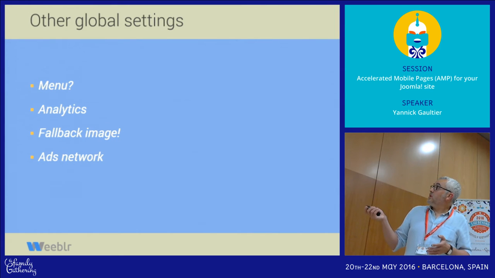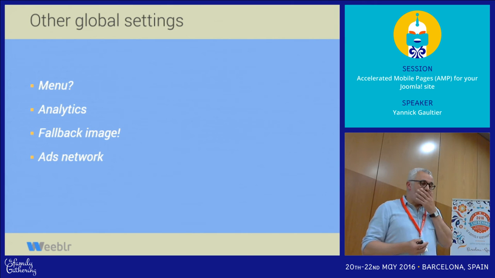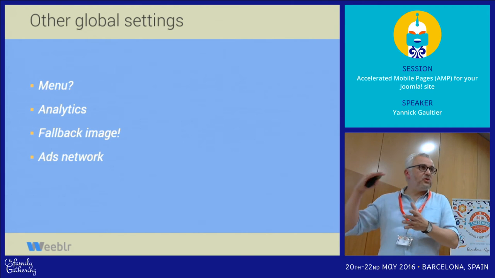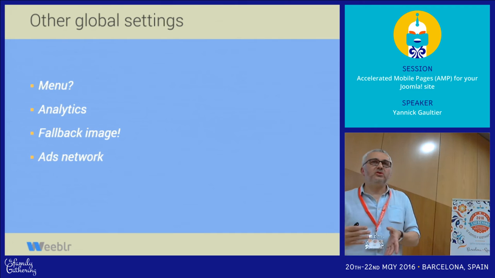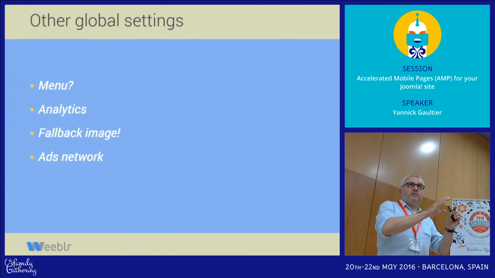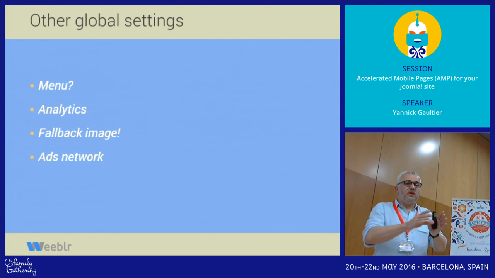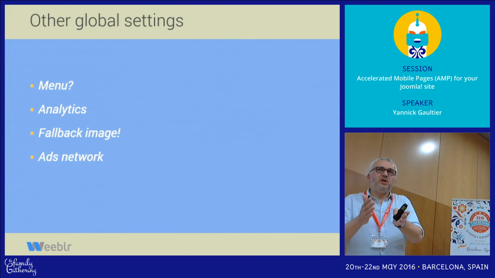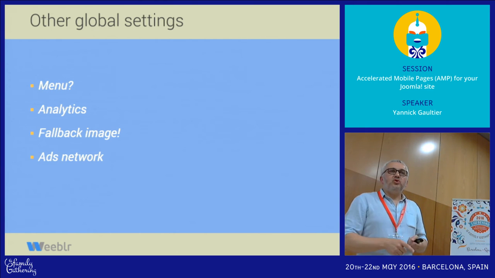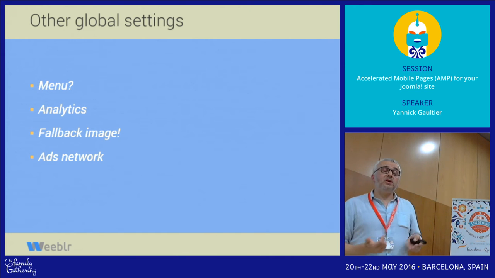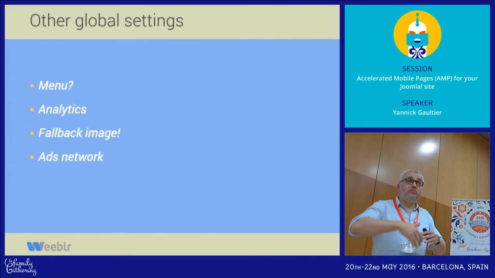And then menu, analytics, fallback image, and network. So those are other items that you may or may not want to implement on your site. Just picture the workflow. Somebody is searching in Google, they get on your AMP page, they see your content, they were searching for something, they are happy. Probably you want to bring them to your real site, where you have a form, where you can make them register for your newsletter, or buy your products, or whatever.